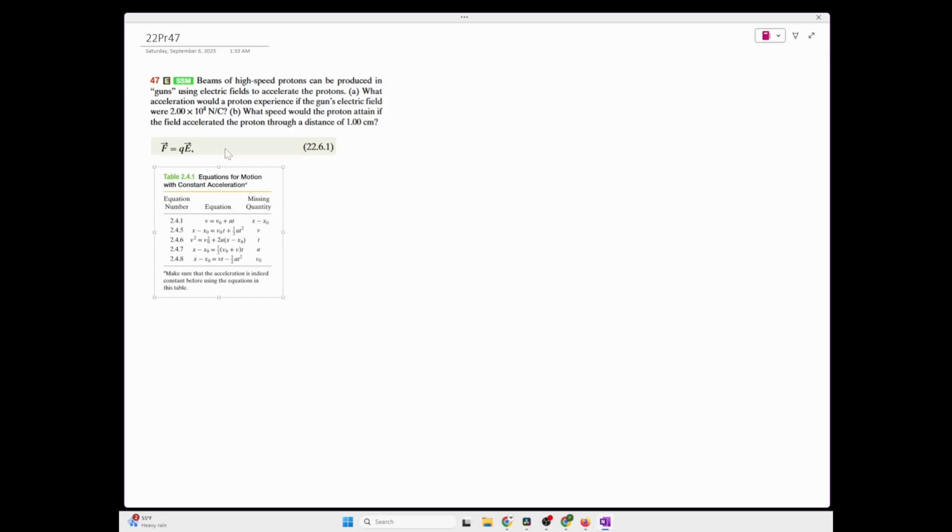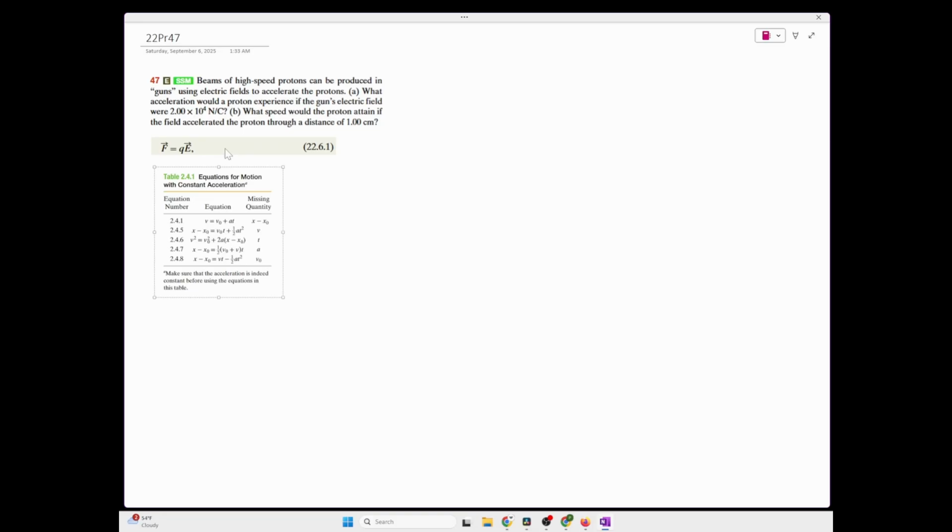The problem says, suppose you have a proton gun which has a built-in electric field of 2.0 times 10 to the power of 4 SI units. Then what will be the acceleration the proton gun will produce on a proton?